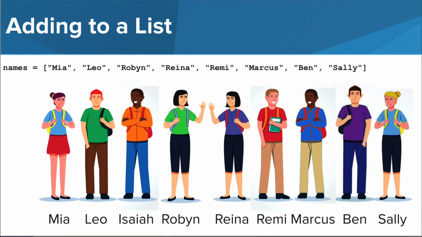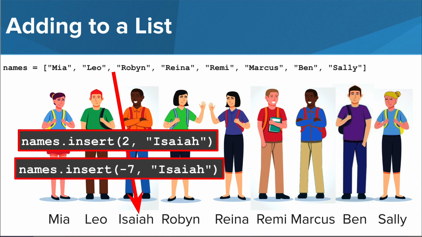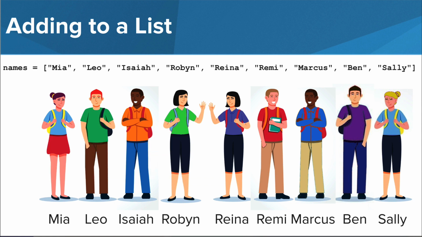We want to add Isaiah as the 3rd item in our list, but remember, the 3rd item has an index value of 2 because our index values start at 0. We can write names.insert and give 2 as the index value and Isaiah as the value to add to the list. There is another index value we can use here as well, which will perform the same function. Can you think of it? Don't forget that we can also use negative index values. Counting backwards from the right, we can use the index value of -7 to add Isaiah to this spot as well. Either of these commands will update our list to include Isaiah.